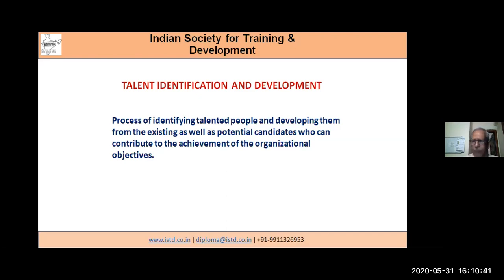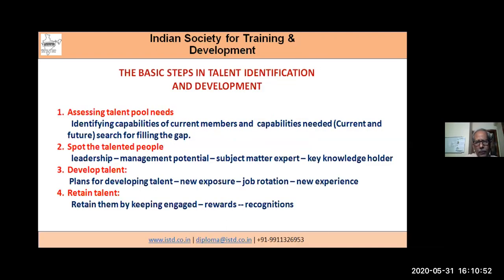Ultimate goal is always organizational objective. So it's a process of identifying people, developing people for today, for tomorrow, from the existing people and from the potential people, so that they can contribute to the development of the organization. Although we'll see some elaborate steps of doing this, there are four basic things which we always talk about in talent management, and we must keep in mind that there are four basic steps in that.